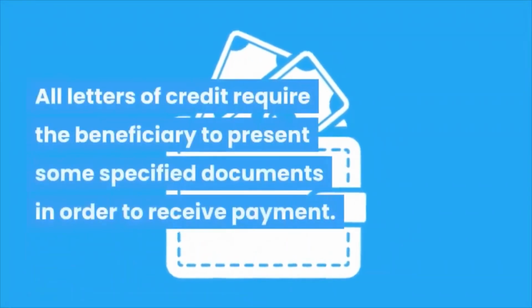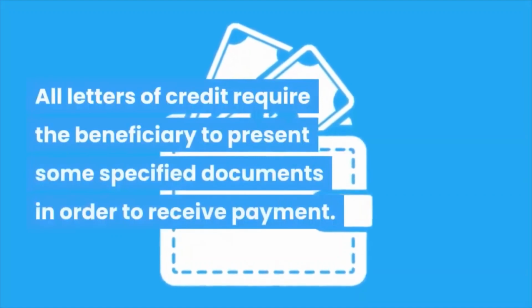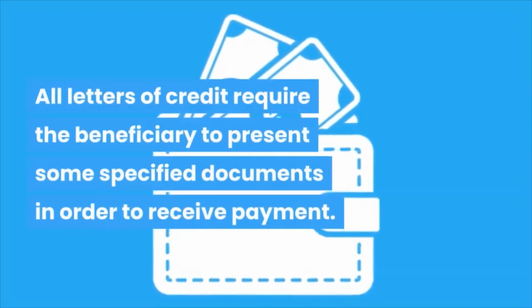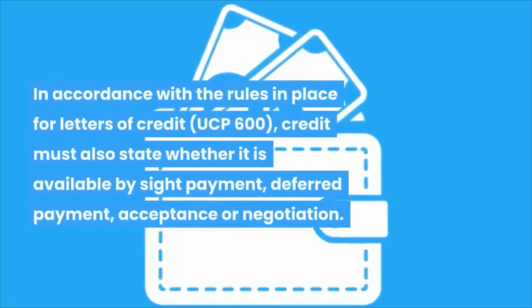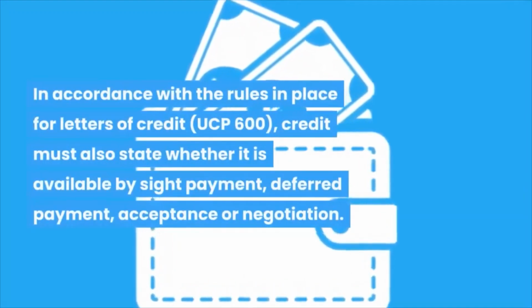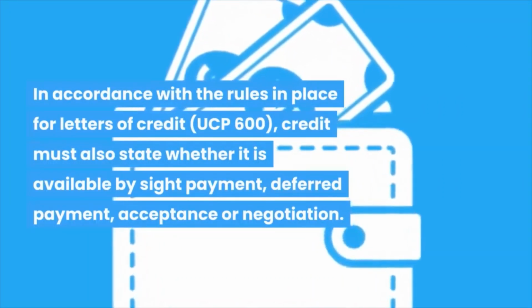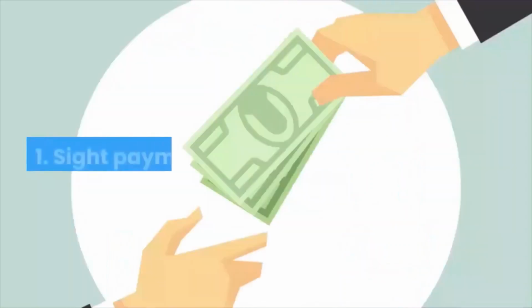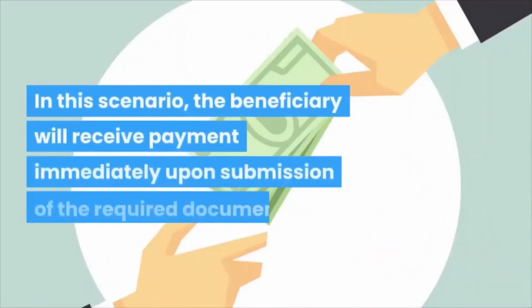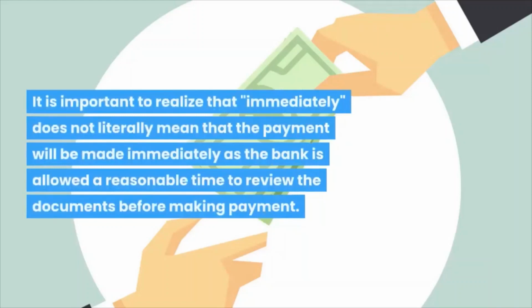D. Payment against LC. All letters of credit require the beneficiary to present some specified documents in order to receive payment. In accordance with the rules in place for letters of credit, UCP 600, the credit must also state whether it is available by sight payment, deferred payment, acceptance or negotiation. 1. Sight payment. In this scenario, the beneficiary will receive payment immediately upon submission of the required documents. It is important to realize that "immediately" does not literally mean that the payment will be made immediately, as the bank is allowed a reasonable time to review the documents before making payment.